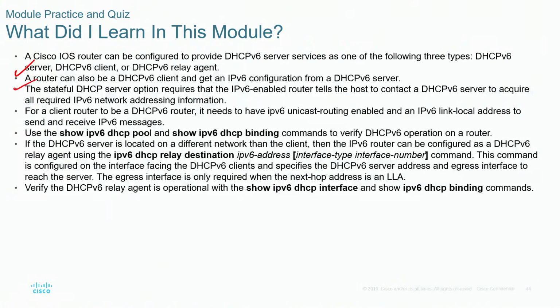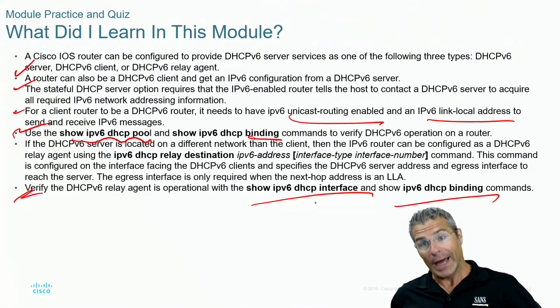If they're stateful, the router will keep track. Make sure you turn on unicast routing and you have a link local address. Show IPv6 DHCP pool and DHCP bindings will show you what's going on on that server. And then you can verify if you're using a relay agent by showing the interface or by showing the bindings.